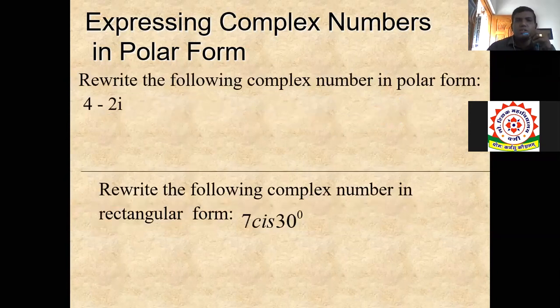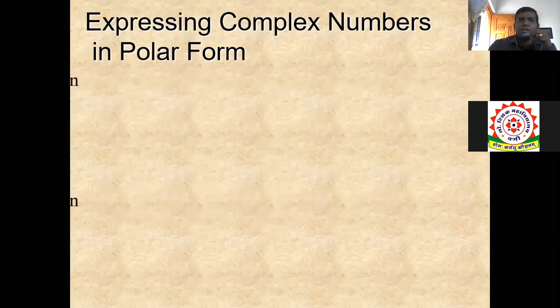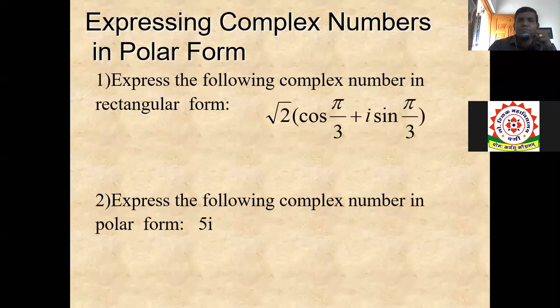These two examples: 4 minus 2i to polar form, and 7 cis 30 to rectangular form, the Cartesian form. And again these two examples: root 2 (cos pi by 3 plus i sin pi by 3) in rectangular form, where we simply put the value of cos pi by 3 and sin pi by 3. And express the following complex number in polar form: it's 5i.